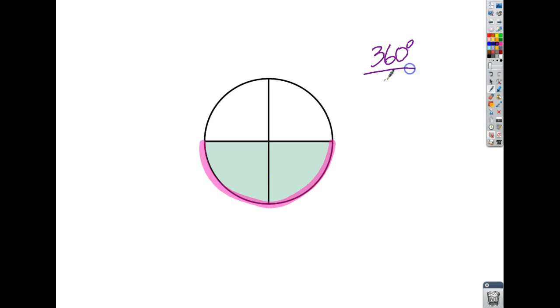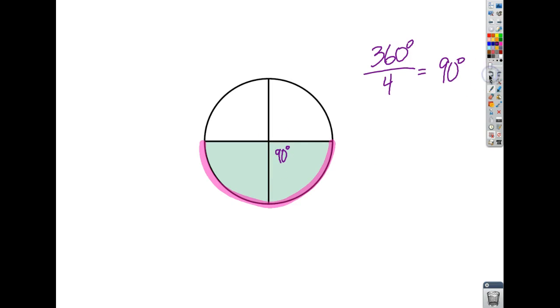So in fact, let's do that. Let's divide it into 4 parts, and we're going to get 90 degrees each. So what that means is each segment here is 90 degrees. This angle from here to there is 90 degrees. And oftentimes we use the little box idea to show that.